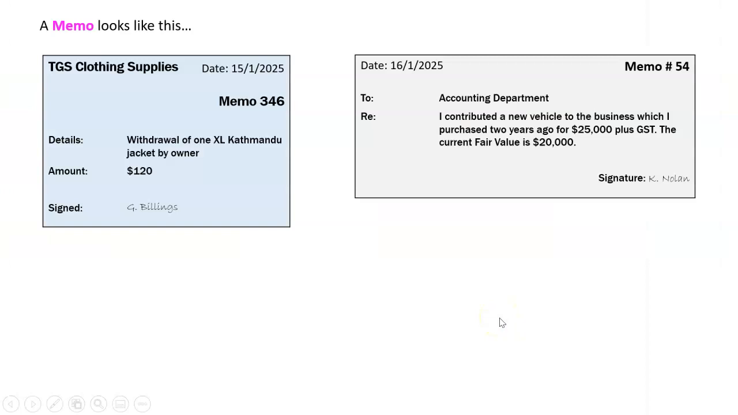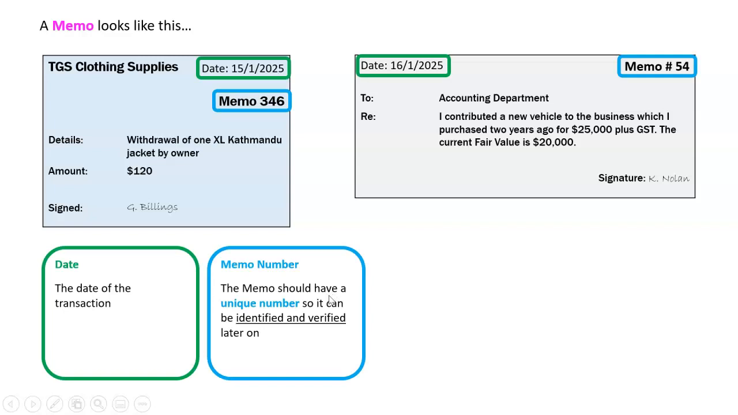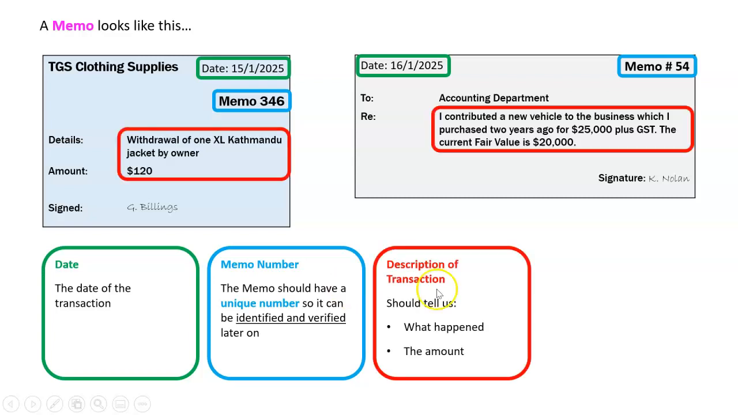So what does it look like? Well, everyone's going to be different. We've got a couple of examples there. Every question's different, but it has some commonalities. The first one is it will always have a date. Secondly, it will always have a memo number. It needs to have a unique number so it can be identified and verified later on, just like any other source document. It will also have some details of what happened, and that might also include an amount.